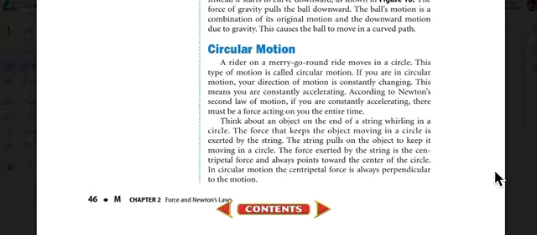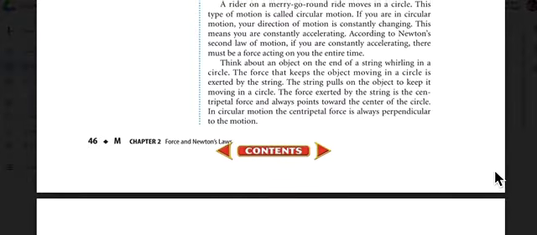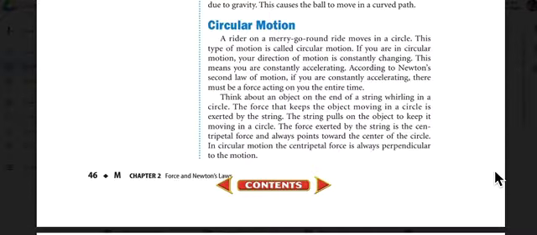Think about an object on the end of a string whirling in a circle. The force that keeps the object moving in a circle is exerted by the string. The string pulls the object to keep it moving in a circle. The force exerted by the string is the centripetal force and also points toward the center of the circle. In circular motion, the centripetal force is always perpendicular to the motion. You can try this sometime with a cup of water and a string. If you spin it fast enough, you can keep the water in the paper cup.